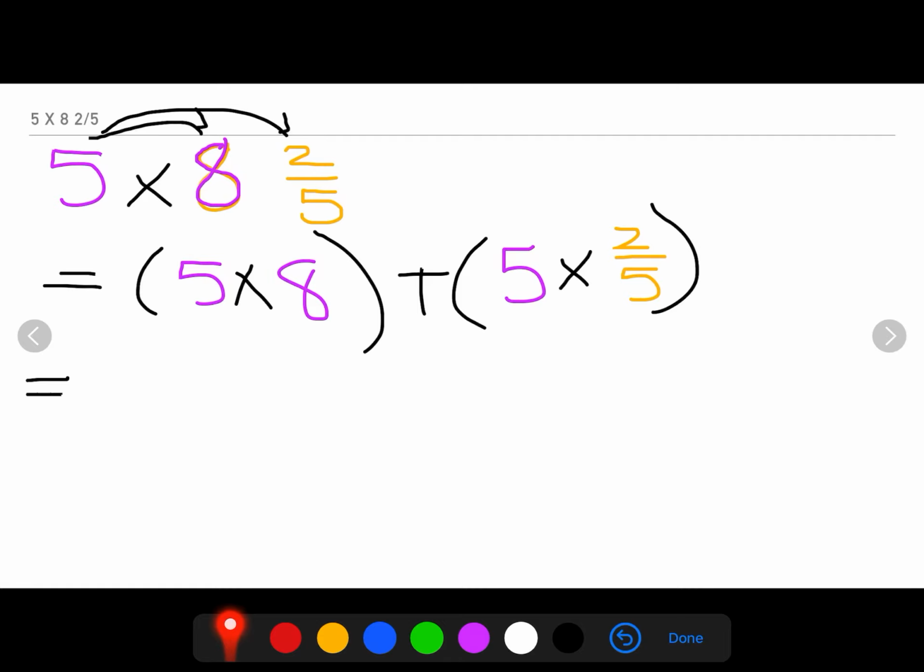Now let's focus on my first partial product, or my first set of parentheses. 5 times 8. What do we get as a product when we multiply 5 and 8? Awesome thinking. 40. Now let's focus on our second partial product, or our second set of parentheses. 5 times 2/5. What do we get here? What's 5 times 2/5?